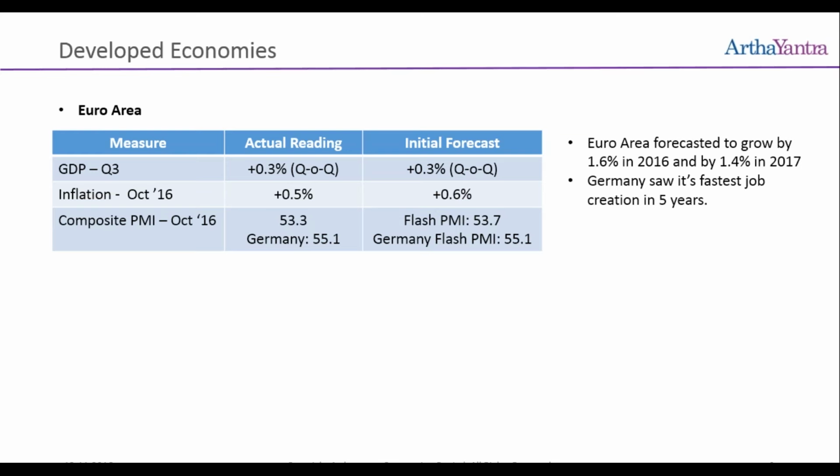Now, going straight in, we will look at the euro area. The GDP in the euro area has grown at 0.3% quarter on quarter. Now, this is in line with the initial forecast for the entire euro area. Growth in Europe, in the European Union, has been driven primarily by Germany. If you look at the composite PMI, the euro area's composite PMI stood at 53.3, whereas Germany was at 55.1. The inflation for the euro area was at 0.5%, against an initial forecast of 1.6%.